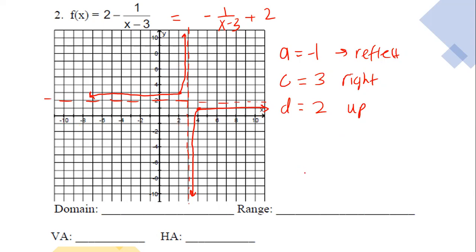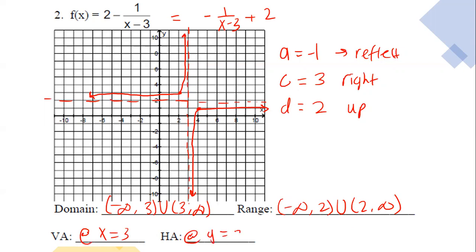Yes, they are. It's a misprint. I'm going to talk about it in a second. All right. So our domain should have been from negative infinity to 3, 3 to infinity. Your range should have been from negative infinity to 2, 2 to infinity. And that's because you had a vertical asymptote at x equals 3 and a horizontal asymptote at y equals 2.